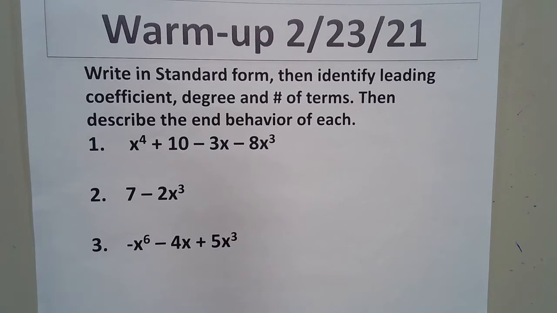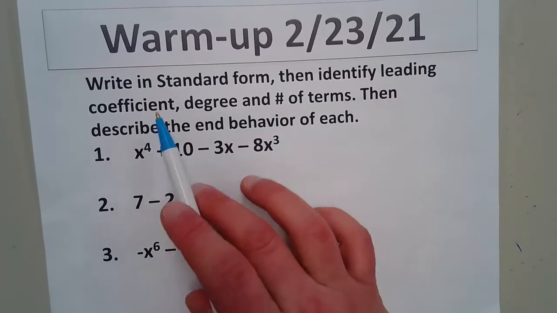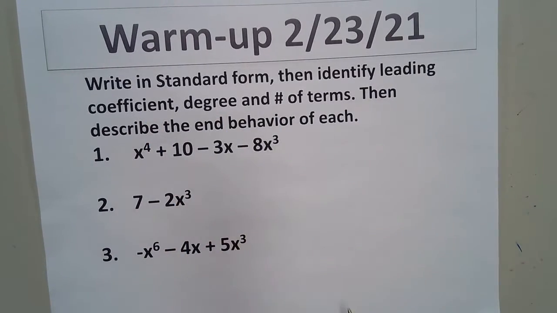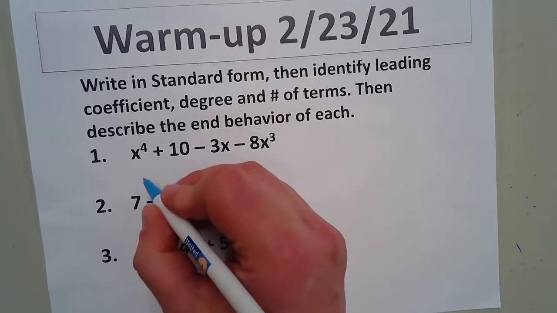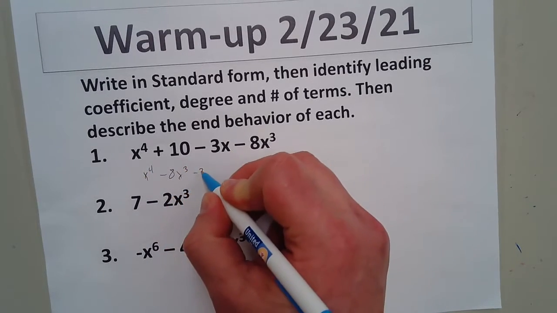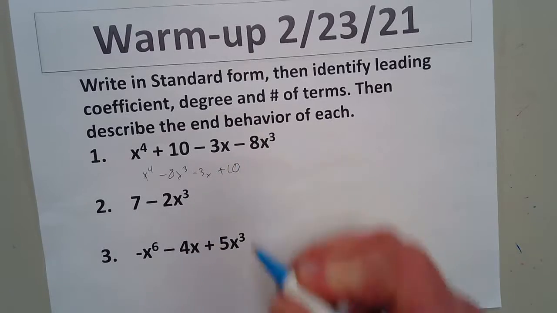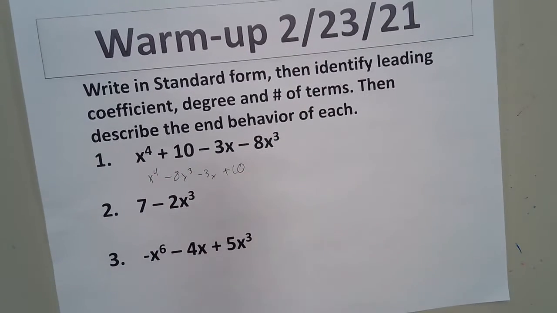All right, so just kind of a big review of a lot of terms I figured would be good here. So it says put it in standard form, identify leading coefficient, the degree, number of terms, and talk about the end behavior. Okay, so standard form means everything highest to lowest powers. So this would be x to the fourth minus 8x to the third minus 3x plus 10. So now that's in standard form. Again, highest down to lowest power. The constant term always last.